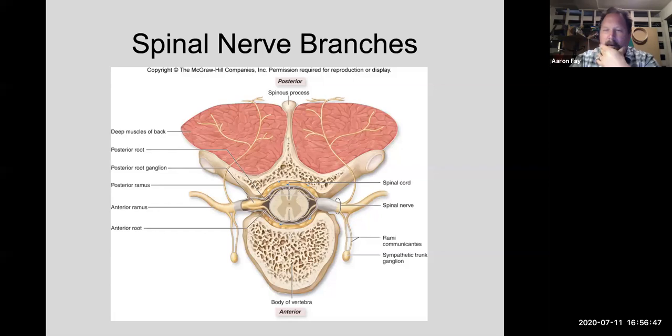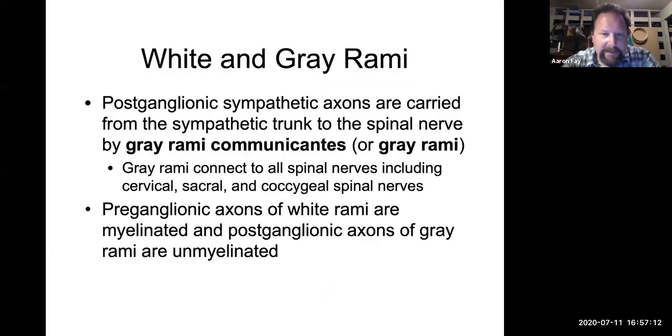White and gray. We sort of heard something like that before, right? What was the difference between white matter and gray matter? Presence of myelin. So axons traveling in the white ramus are myelinated. That's why it's called the white ramus. Axons traveling in the gray ramus are not myelinated. Thus they're called gray. This should be ringing a bell, something about the two-neuron pathway. Let me just cut right to it.